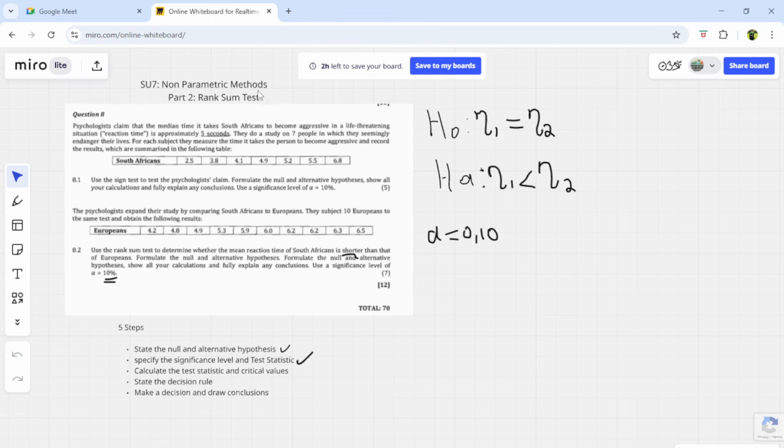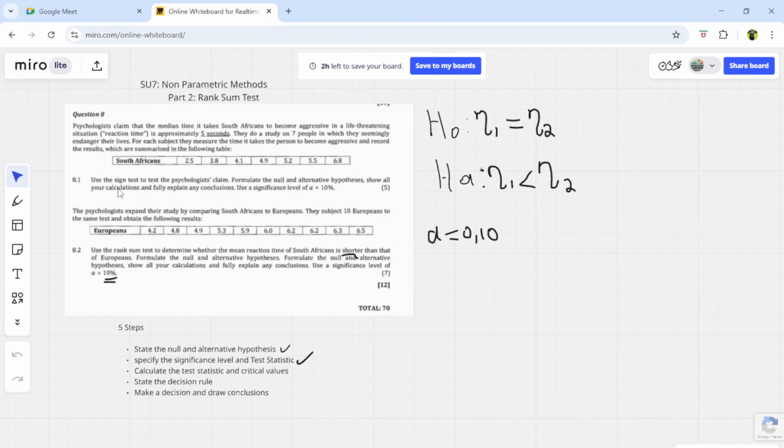So this is the non-parametric methods, and we're doing part 2, which is called the rank sum test. Now this is a continuation of the first video. What actually happens here is we're testing two populations. Now let's read the question to actually understand what we need to do. We're still going to follow the 5 steps, and I'm going to explain what's the difference.